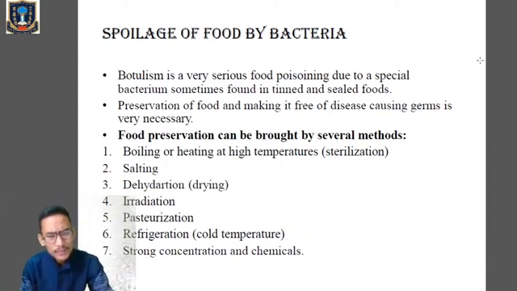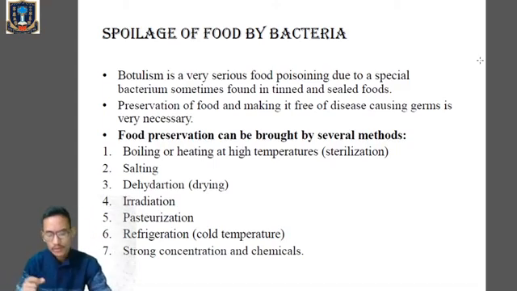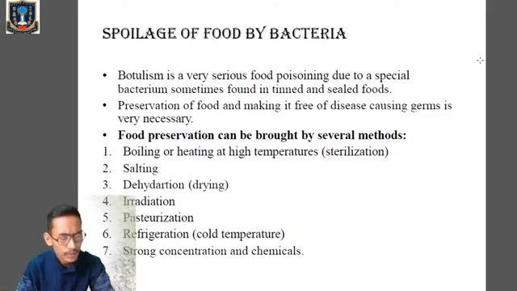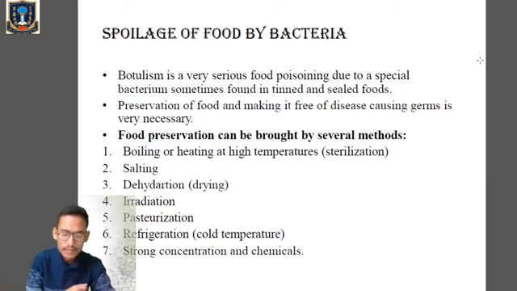Clear? Then number three, dehydration or drying, because most microbes cannot survive or grow without water. Therefore, dehydration by drying of food such as grain, meat, fish, vegetables is an effective method of food preservation. Then we have the fourth method, irradiation, where we use radioactive radiation, which has been tried in sterilization of food particles.